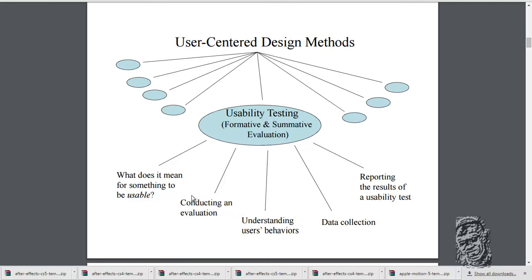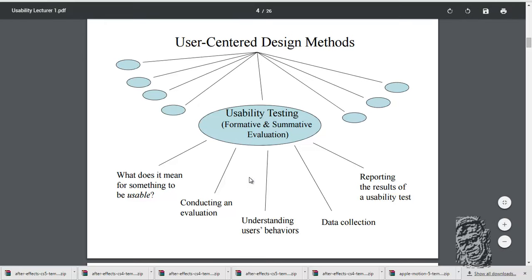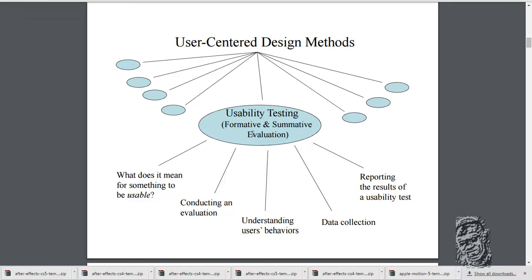So in some of these formative evaluations and usability testing as well, we'll be conducting an evaluation. We'll be looking at interviews and so on, and how you evaluate the whole concept of usability, whether it's easy or hard to use and so on. There are some products that are very difficult to use.